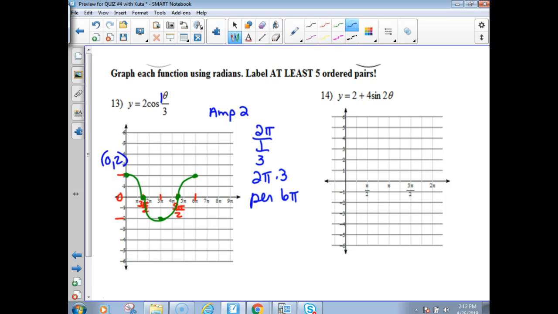0, 2 is the first one. 3 pi over 2, 0 is the second one. 3 pi, 0 is the third. And I would rather you did this than write them across the top or bottom of the page. And some people were doing that. 5 pi over 2, 0. And the last one was 6 pi, 2.